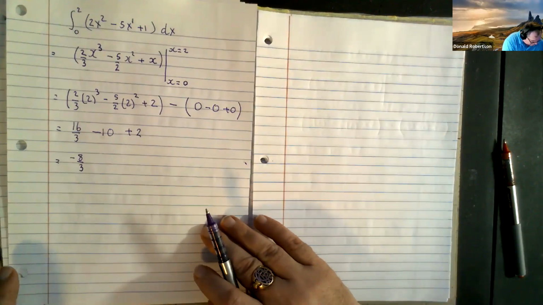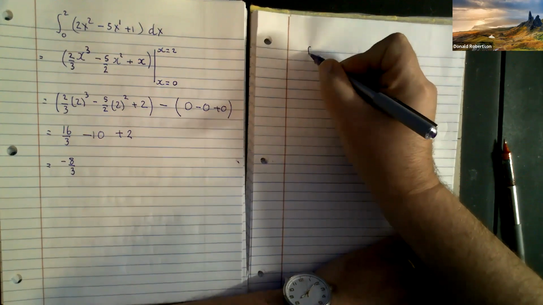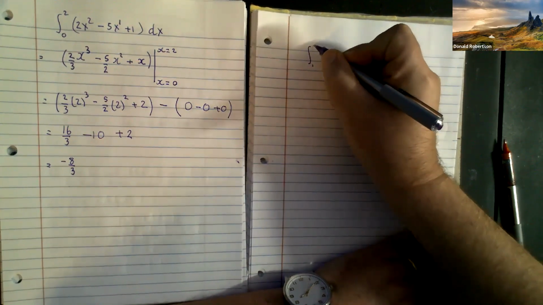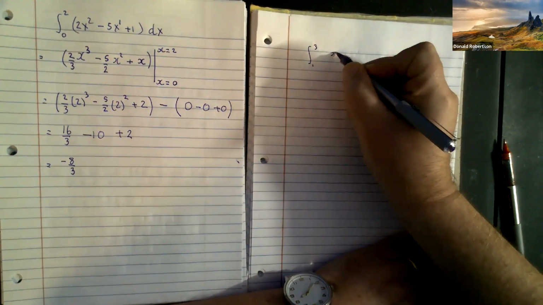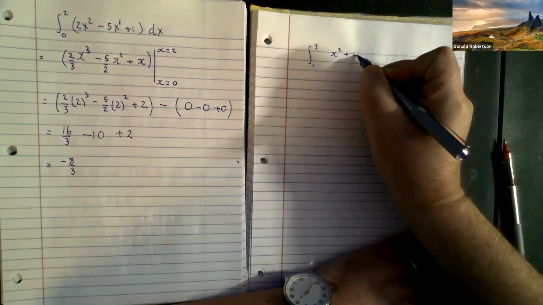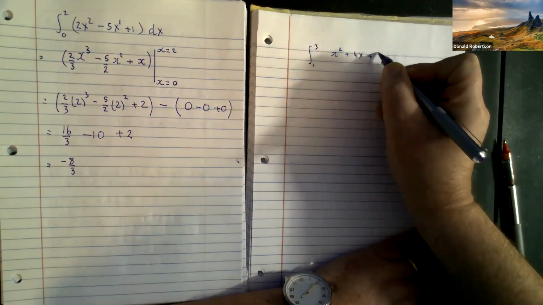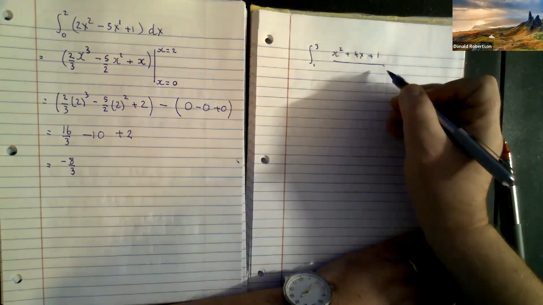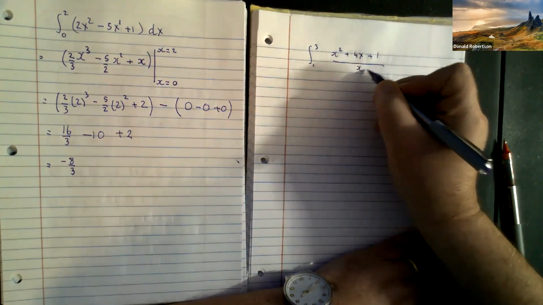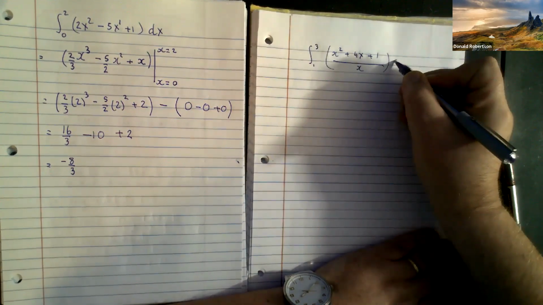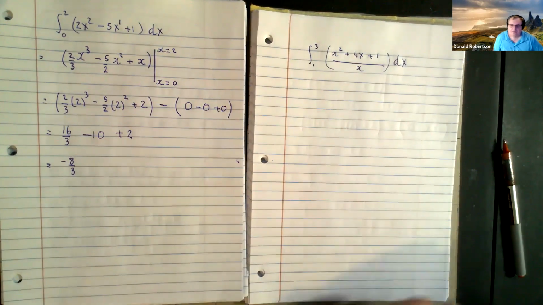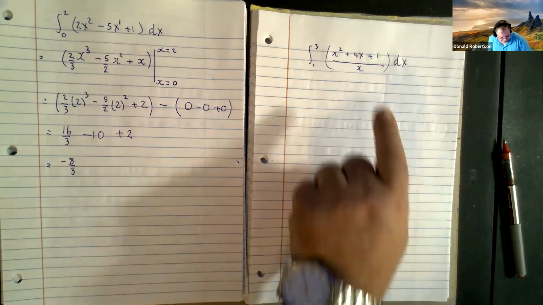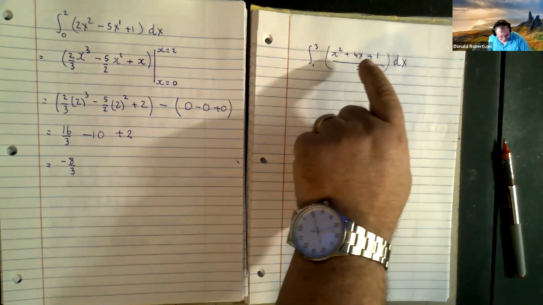Well, let's work on power rules that are less and less obvious. Suppose we do the integral from 1 to 3 of x squared plus 4x plus 1 all over x. Now, in this question here, you can't start doing power rules. It doesn't work. You can't say, oh, power rule divided by power rule.